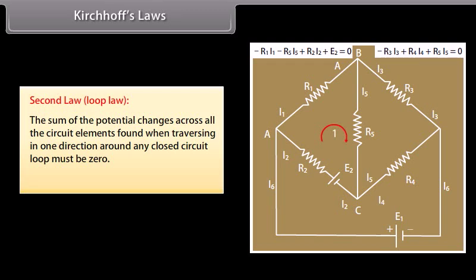Second law states the sum of the potential changes across all the circuit elements found when traversing in one direction around any closed circuit loop must be 0. Summation of delta V is equal to 0.